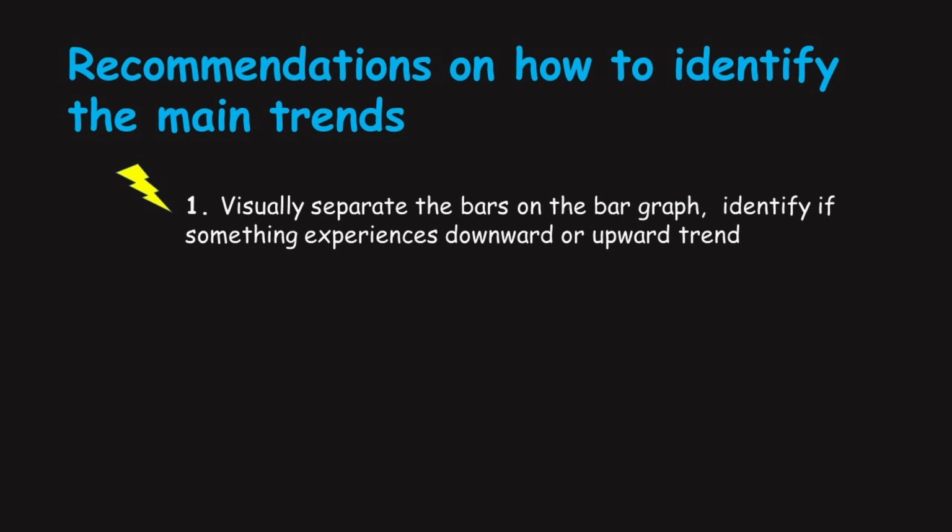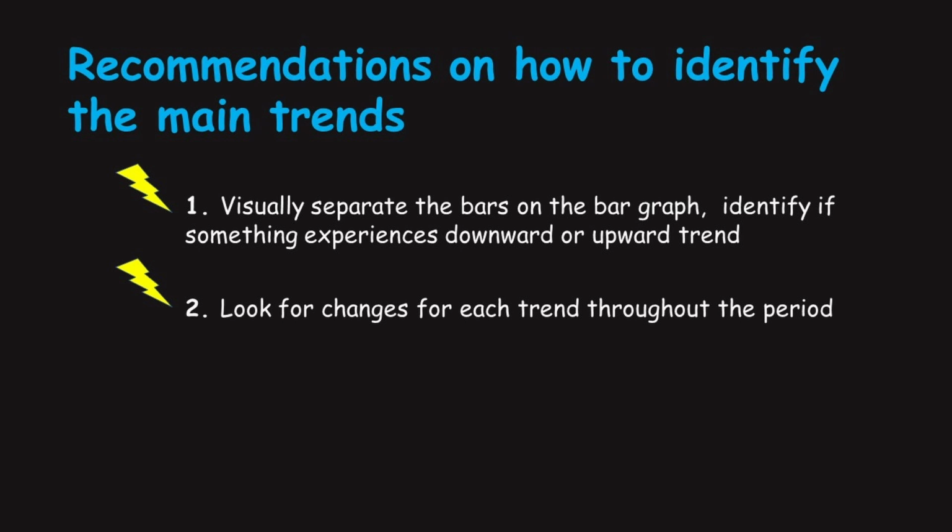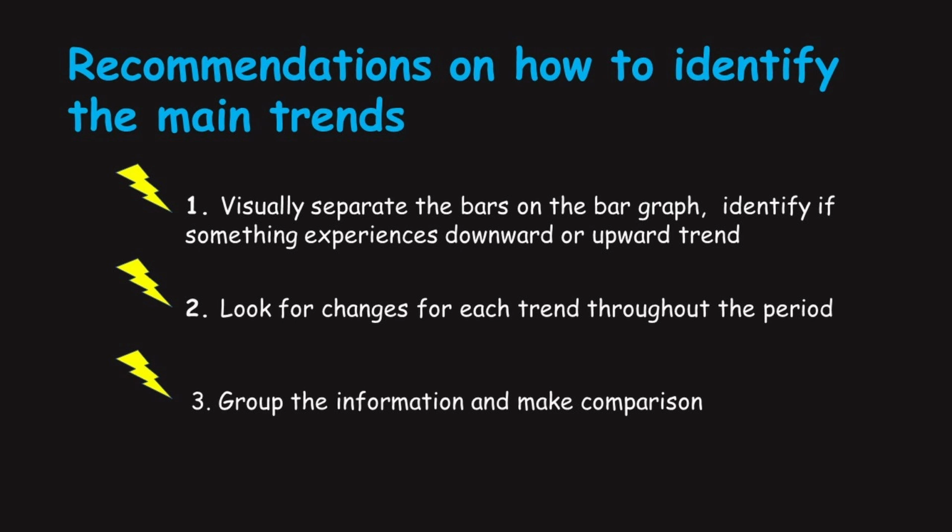Visually separate the bars on the bar graph. Identify if something experiences a downward or upward trend. Look for changes for each trend throughout the period of time given. Group the information and make comparisons.